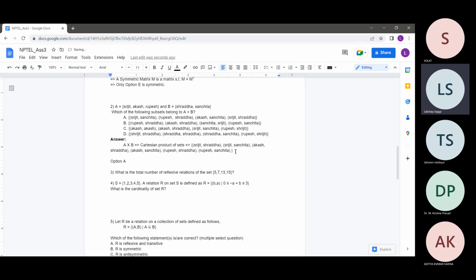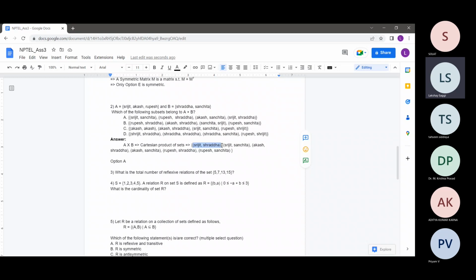Also, just note, guys, this set A cross B is the Cartesian product of sets, and these are ordered pairs. Srijit, Shraddha will be different from, let's say, another element, if there is any, which is Shraddha, Srijit. So A cross B also invokes an ordering. An element A comma B will not be equal to an element B comma A. So we'll have to respect the ordering also. I hope it's clear what I mean by that.